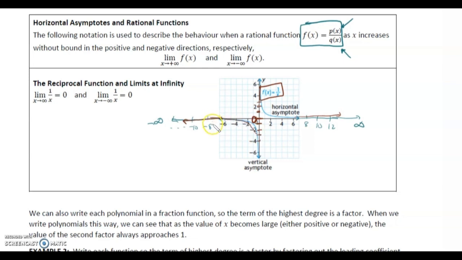We can also write each polynomial in a factored form, so the term of the highest degree is a factor. I'm going to show you what that means. When we write polynomials this way, we can see that as the value of x becomes large, either positive or negative, the value of the second factor always approaches 1. So let's take a look at that.